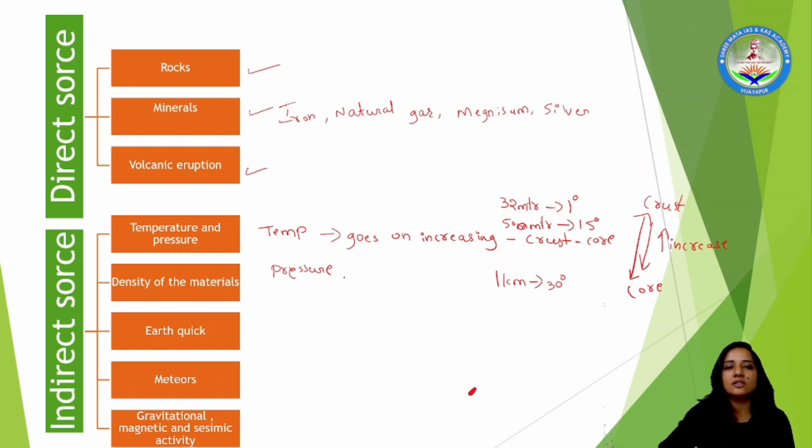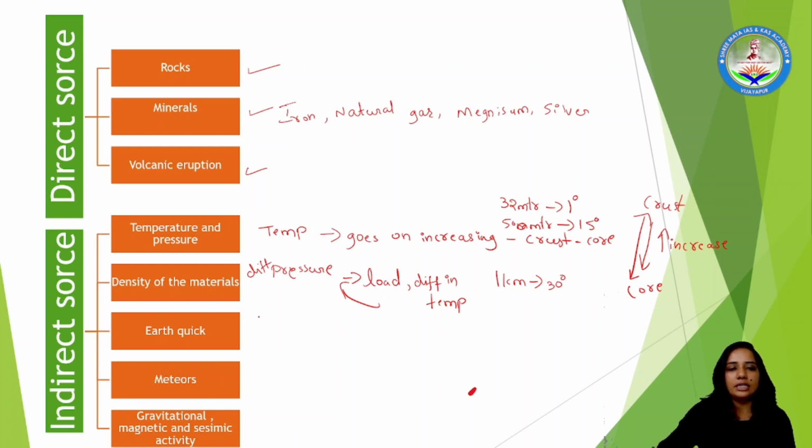Why is there an increase in the pressure? As there are materials present above, it increases the load. Due to that reason, pressure increases. Again, differences in the temperature also lead to differences in the pressure in the interior part of the earth.